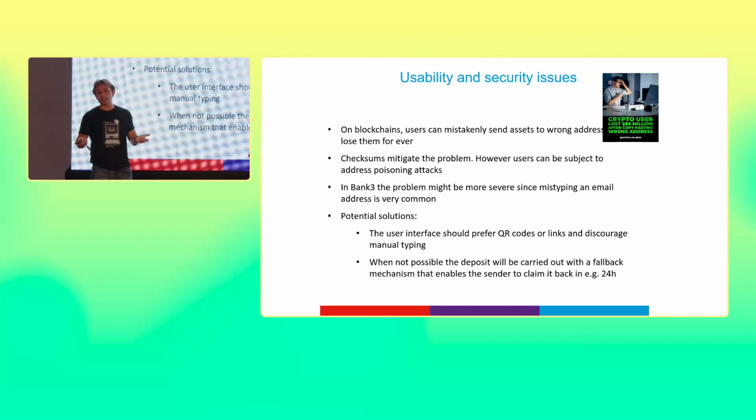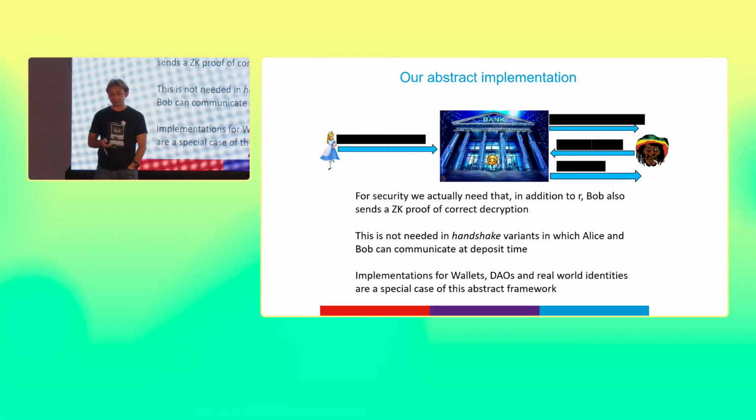So, potential solutions: the user interface should prefer, of course, QR codes, and this is in the handshake variant, in which Alice and Bob meet physically, for example, in a shop. And moreover, the nature of the Bank3 smart contract allows us to implement what we call a fallback mechanism. For example, Alice could make a payment to Bob in a way that she has, for example, 24 hours to claim it back. I think it's the case for web banking also; web banking also has this option for transfers.